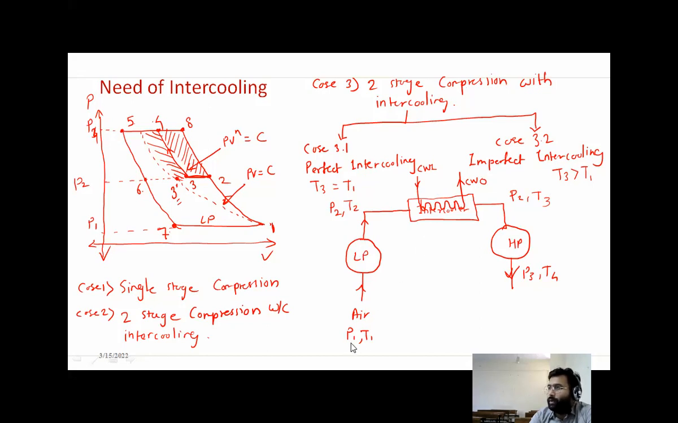Initially P1, T1 were the conditions. After pressurization P1 becomes P2, T1 becomes T2. Now here it is passed through the intercooler. Now function of intercooler is to cool down the air. Now what happens in perfect intercooling? So whatever temperature is at the outlet of intercooler, it is same as the inlet air. So that means here T3 becomes T1 or T3 is equal to T1. So that is the perfect intercooling.